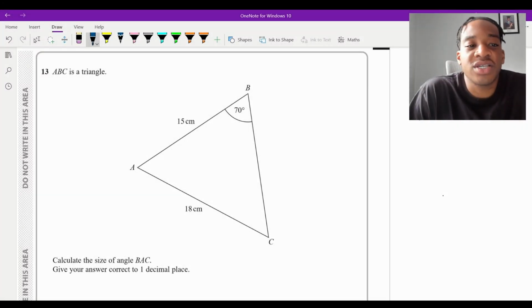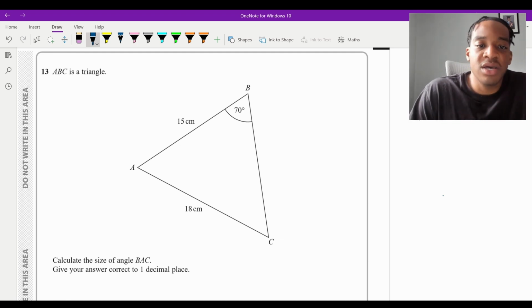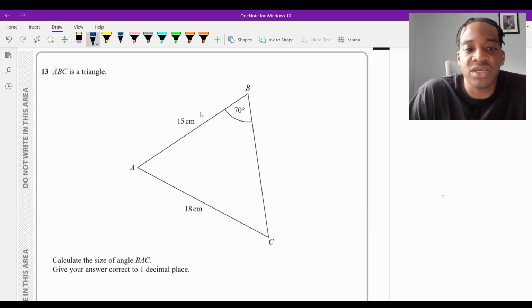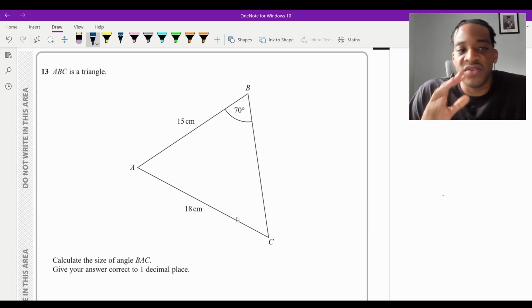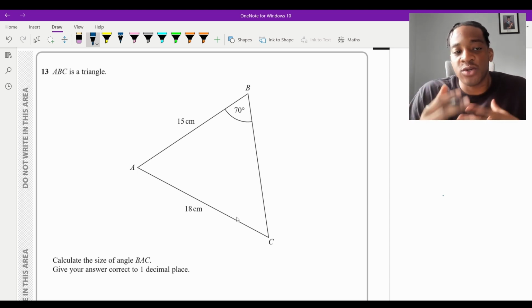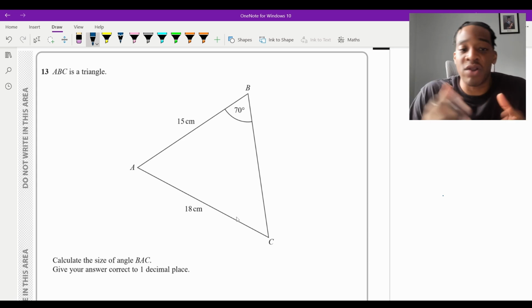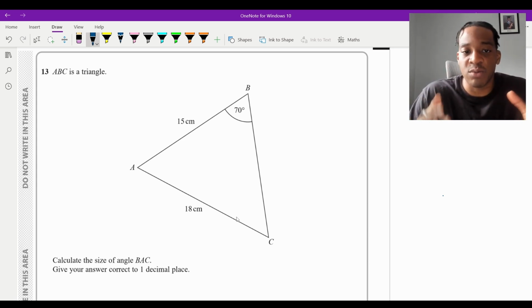Okay, so question 13 says ABC is a triangle, and we just need to calculate the size of angle BAC correct to 1 dp. They've given us an angle of 70 degrees and 2 sides. Now, whenever you see this type of question, it's definitely trig. They're asking you for the size of an angle. So whenever you're trying to figure out a size of an angle or a length, it's always going to be either the sine rule or the cosine rule when you're dealing with a non-right angle triangle.